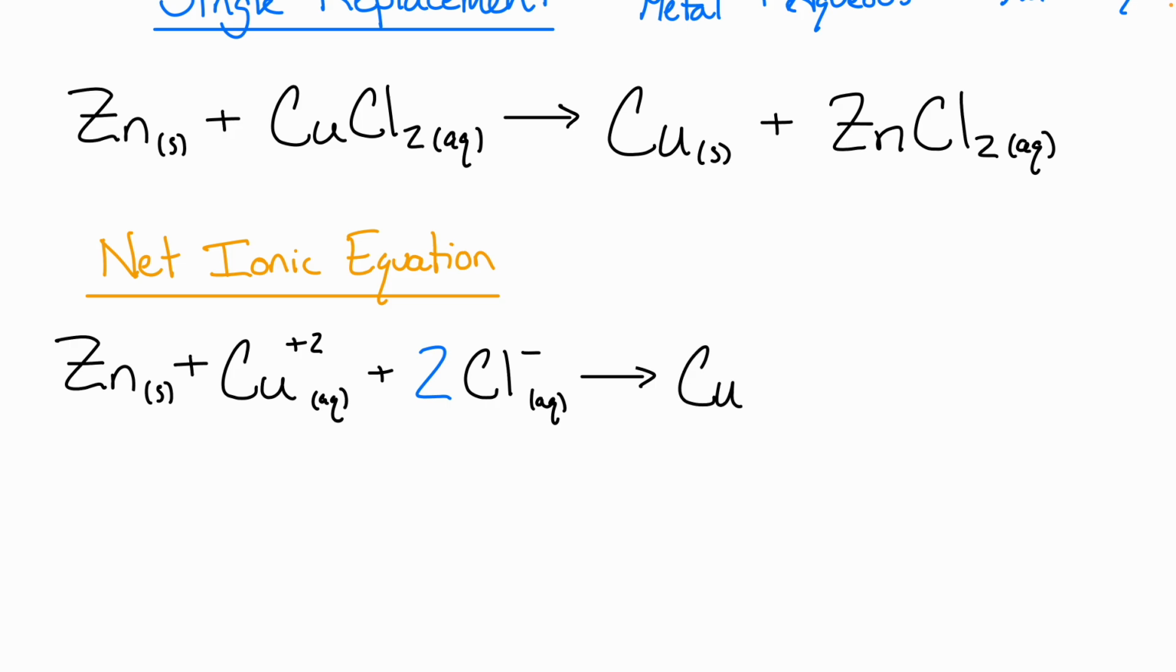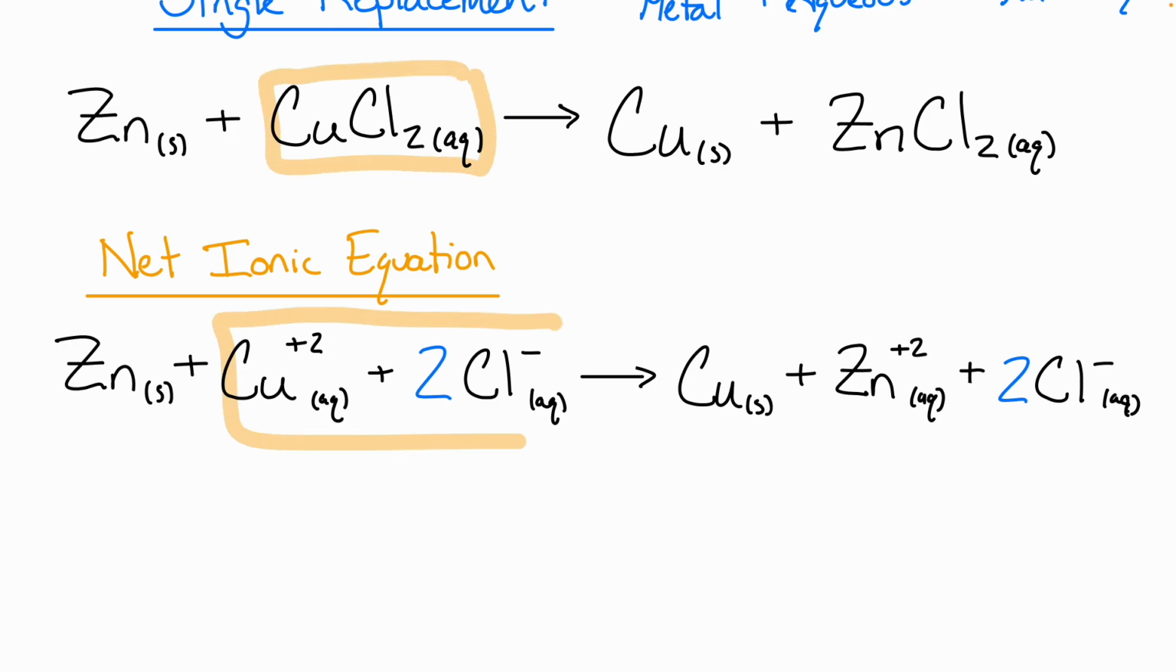Right? This would be copper. I'm just going to copy and paste that because it was a solid, so I'm not going to change it at all. But now my zinc chloride's aqueous, so I need to break this up into zinc ions and 2 chloride ions. Okay? So again, my aqueous compounds here, when I do my net ionic equation, I've broken them up into cation and anion.